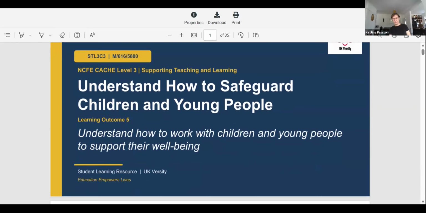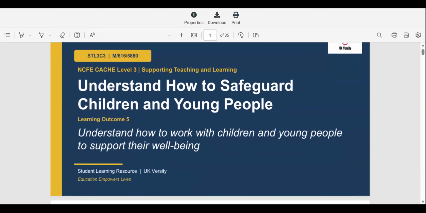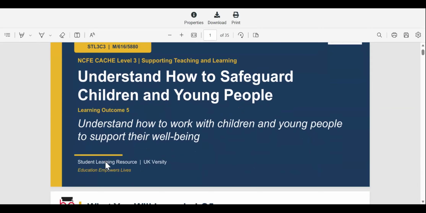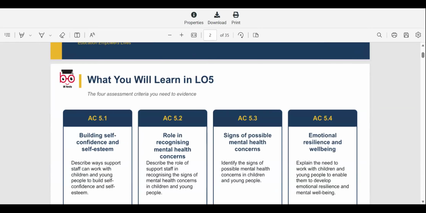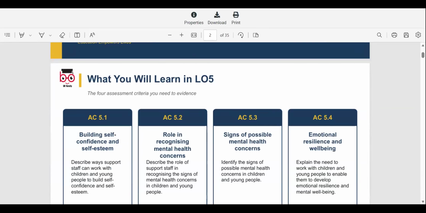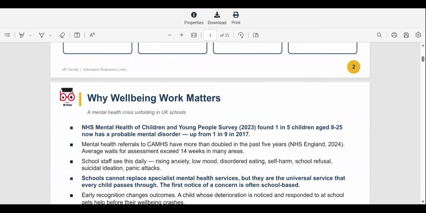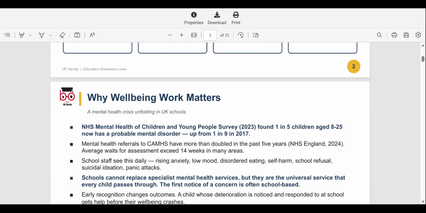So learning outcome 5 is to understand how to work with children and young people to support any sort of well-being. So what we'll be looking at is AC 5.1, 5.2, 5.3, 5.4 here. Why well-being matters. It's really important. Well-being matters in UK schools because it combats the severe youth mental health crisis and directly threatens academic success, student safety, and teacher retention as well.